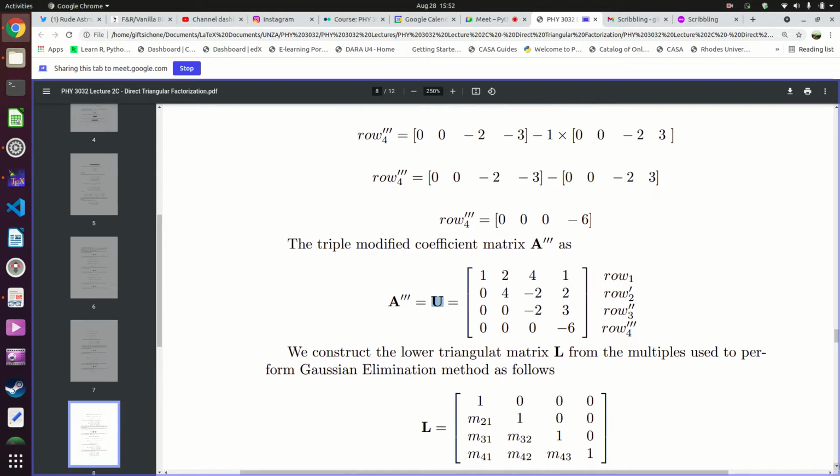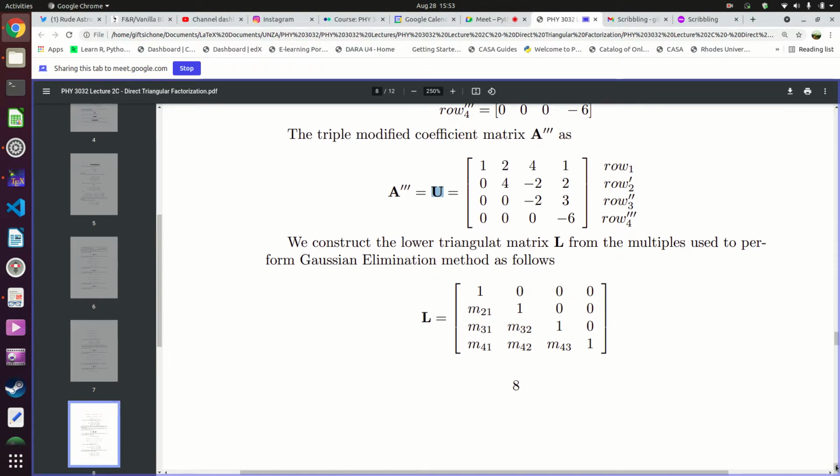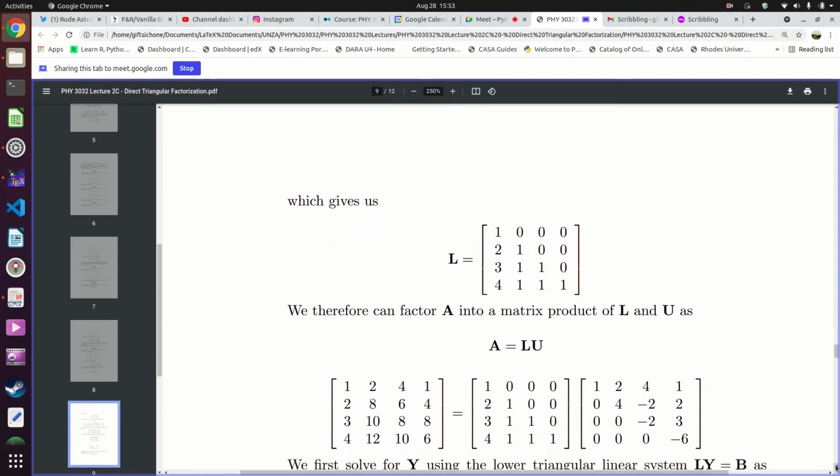So this is your upper triangular matrix, the U. Your lower triangular matrix is going to have this form. L is going to have all ones along the diagonal, zeros above the diagonal, and below the diagonal you're going to have the multipliers M21, M31, M41, M32, M42, M43. When you put in your multipliers, you end up with your L as follows: 1 0 0 0, then 2 1 0 0, then 3 1 1 0, then 4 1 1 1. So this is your lower triangular matrix.